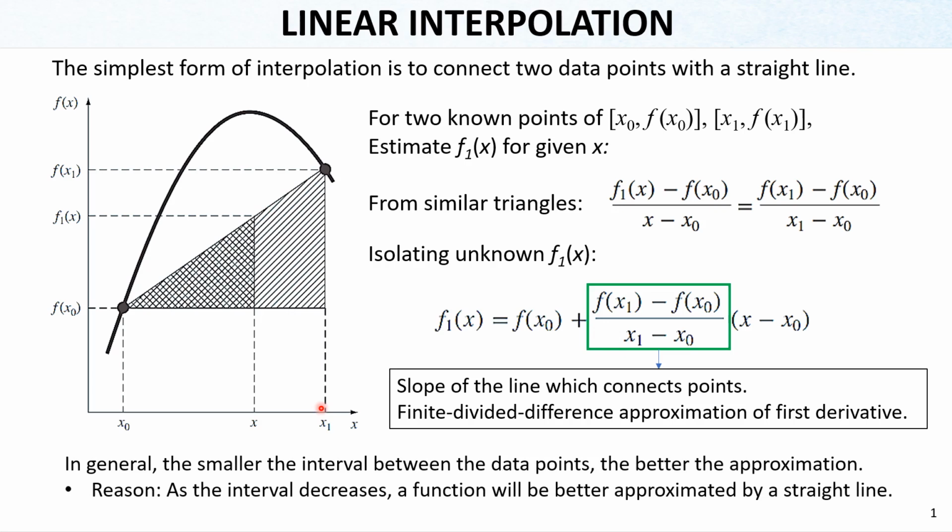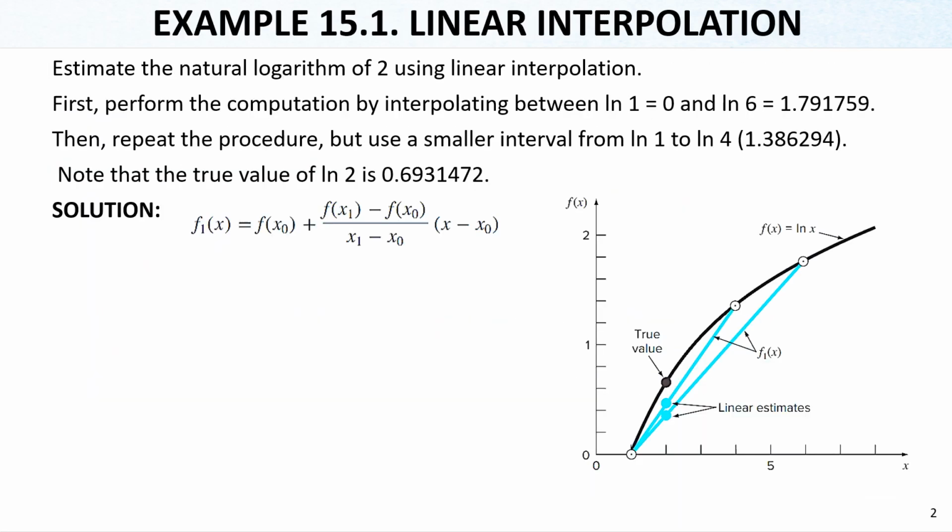And in general, the smaller the interval between the data points, the better the approximation. So when we have this x1, for instance, over here, we will have a better linear approximation. The reason is that as the interval decreases, a function will be better approximated by a straight line. So when we have multiple linear interpolations, we can predict in a more accurate way.